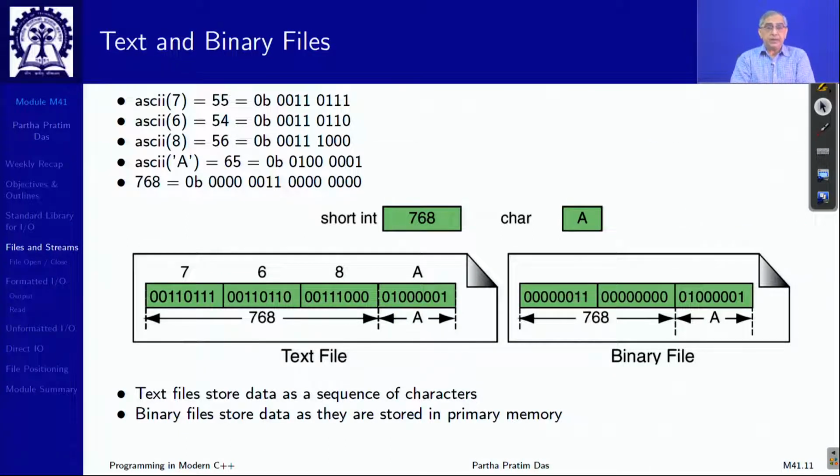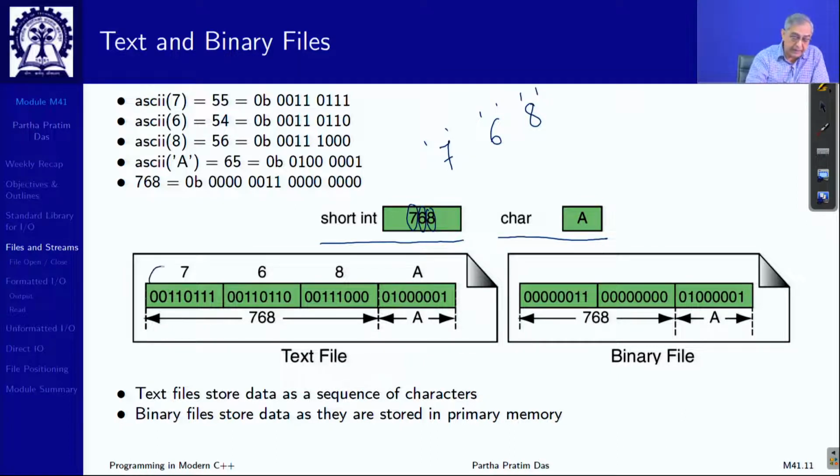So, just to understand the text and binary files in a little bit more depth, suppose I have a short integer 768 and I have a character A, uppercase A. Now, if you represent it in terms of a text file, what you will do is you will take each one of these, 7, 6 and 8, each one you take as a character, and you put the ASCII code of the character in the file.